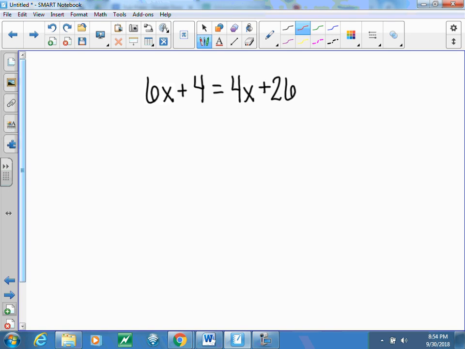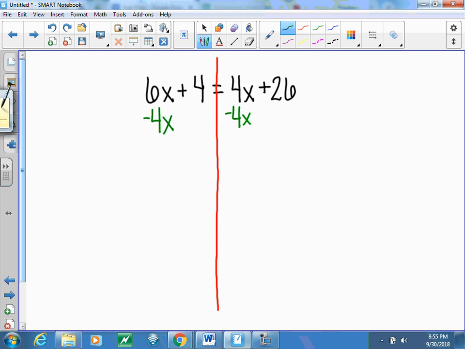I've written up here 6x plus 4 is equal to 4x plus 26. When we were working last week, we talked about how to solve when we have variables on both sides of the equation. I mentioned to some of you to draw a line down your equal sign to help you get variables over to one side or the other. I typically like to bring variables over to my left-hand side. Some of you bring them over to the right.